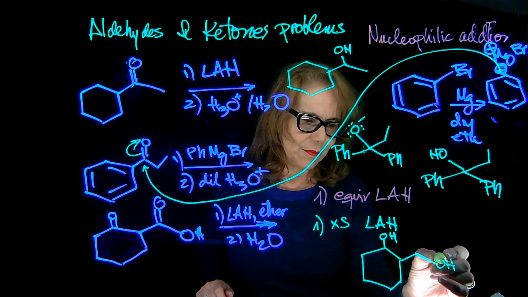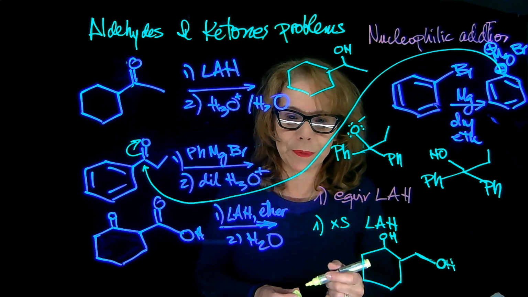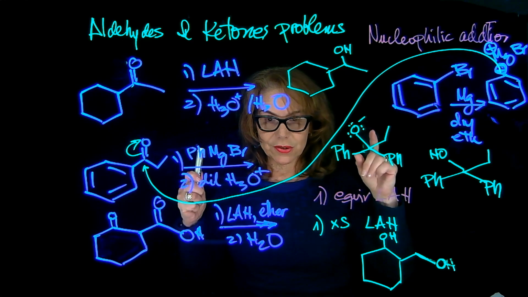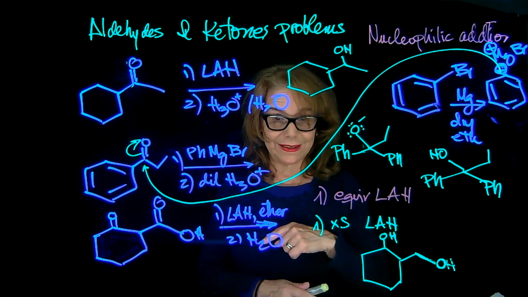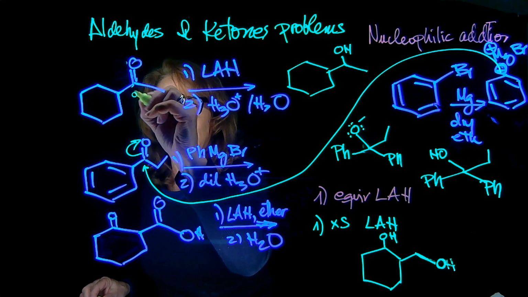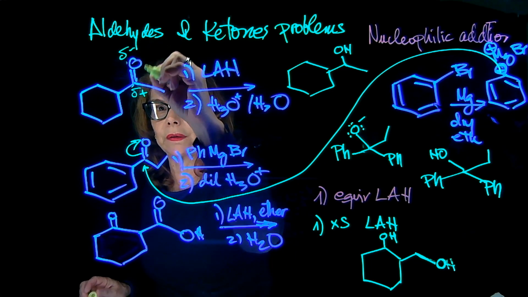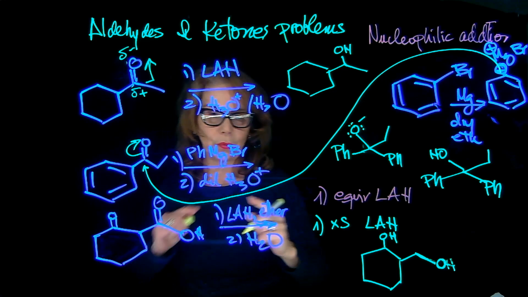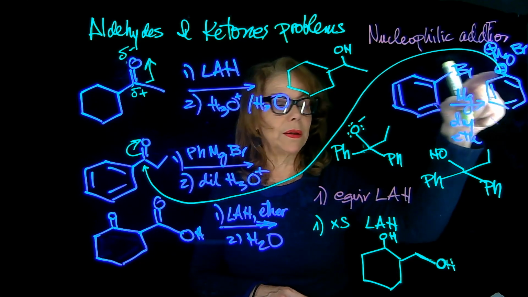Okay, we're going to keep working on this type of problem. And again, try to understand the mechanism. What is the nucleophile? What is the electrophile? Here, the electrophile is the carbon. This is delta positive. This is delta negative. Remember that this is a dipole. So the interaction is nucleophile, electrophile.